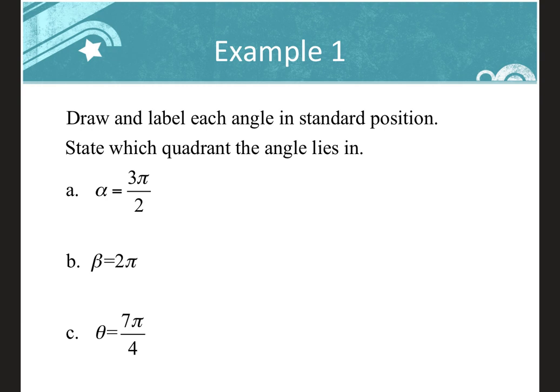In this example, it's asking you to draw and label each angle in standard position and then state which quadrant the angle lies in. So we always start with our XY axis. We always start with the angle in standard position being on the right-hand side of the x-axis. So where did we just say 3 pi over 2 was? At the bottom. So this is going to go all the way around, and that would be this.